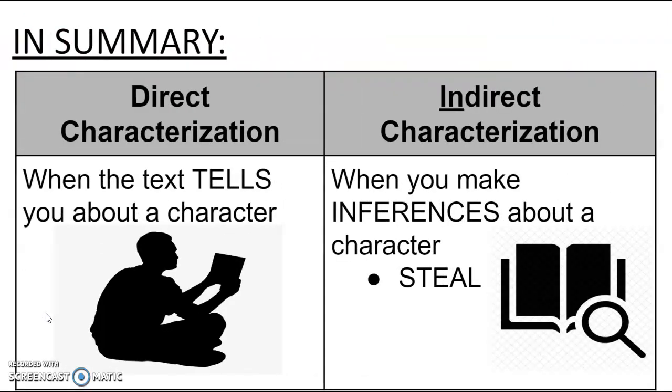In summary, we have learned two methods of characterization. The first is direct characterization. This is when the text explicitly gives you information about a character. You're reading it off of a page and you know that this character is this way because the text says so. Indirect characterization, in contrast, is when you have to make inferences about a character. And we use the acronym known as STEAL, which stands for speech, thoughts, effect on others, actions, and looks.